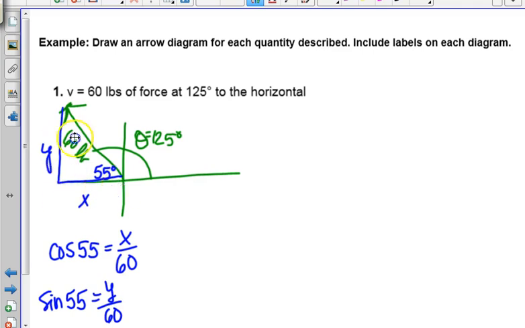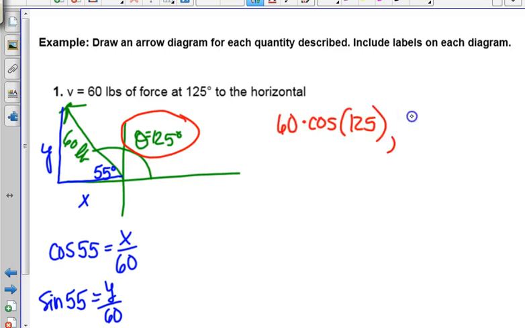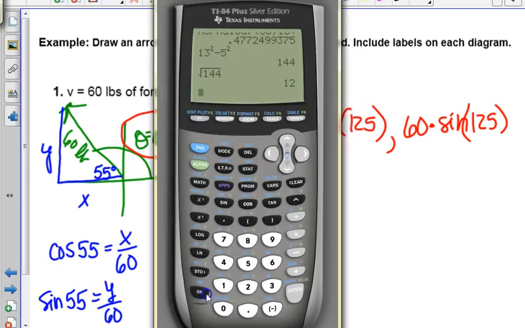Both of them? No. If I use this angle off the positive x-axis and I just do the magnitude times the cosine of the angle and the magnitude times the sine of the angle, I will get the same values, but which one should be negative? The x. All right, so let me prove that to you. What mode should I be in? Degrees, for sure.